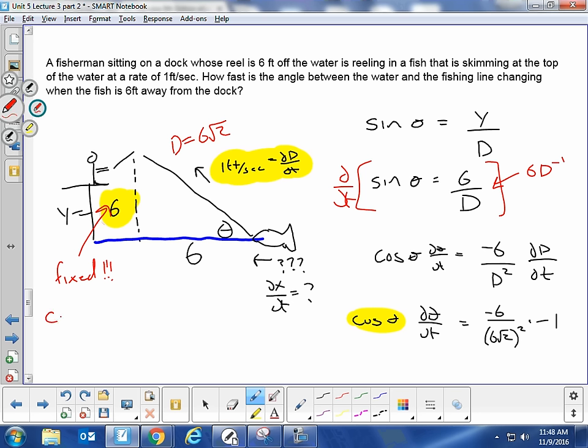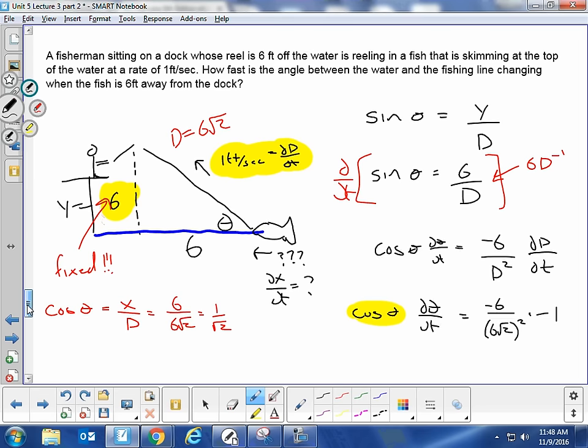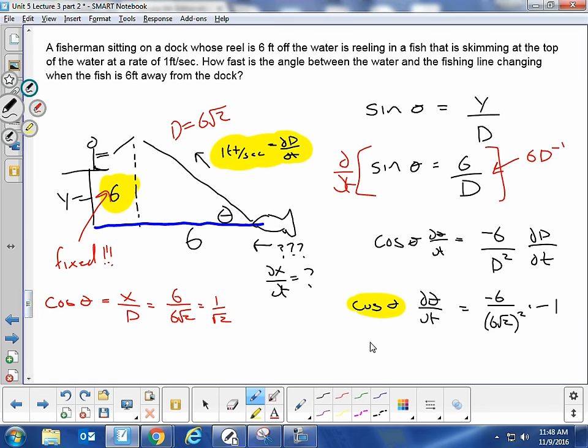Well, cosine of theta is equal to the ratio of your adjacent side over the hypotenuse. The adjacent side is 6. The hypotenuse is 6 root 2. This is just 1 over root 2. Now we're ready to go. This is 1 over root 2.